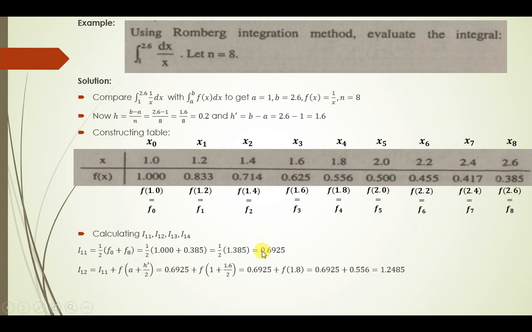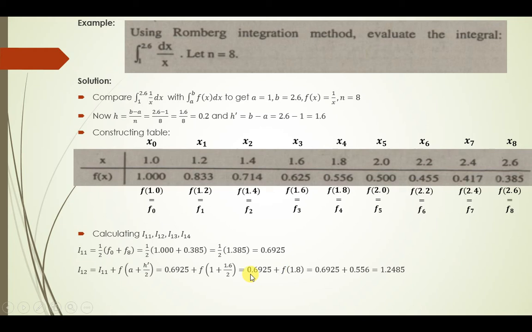This is I11, 0.6925 plus f of a, from here a is equal to 1. So that is f of 1 plus h prime. H prime is actually 1.6. So replace h prime by 1.6 divided by 2. 1.6 divided by 2 is 0.8, and whenever 0.8 is added with 1, you will get 1.8. So that is f of 1.8.